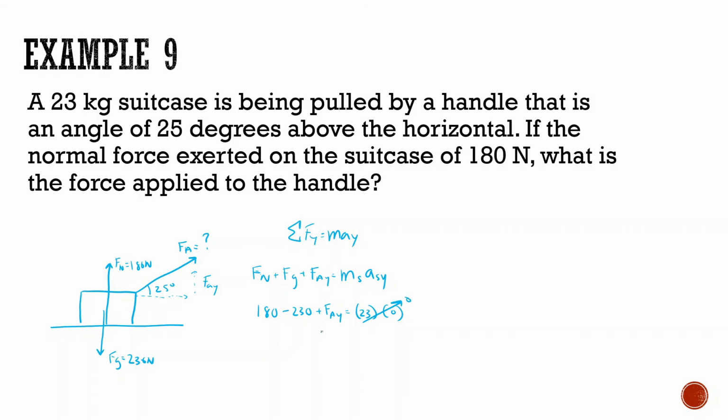This is all 0. So now we can do a little bit of math and we can find what the force applied in the y direction is. We're doing 230 minus 180 and we get 50 newtons. So now we know this side is 50 newtons. However, that's not the force applied. This is the force applied to the hypotenuse. So we should do sine of 25. Sine of 25 is equal to opposite 50 over hypotenuse F of A. Then we can say F of A is equal to 50 divided by sine of 25. And we get 118.3 newtons.